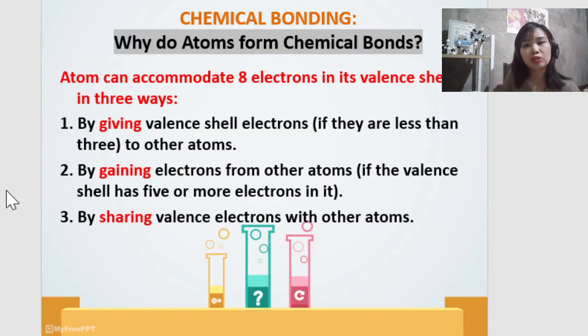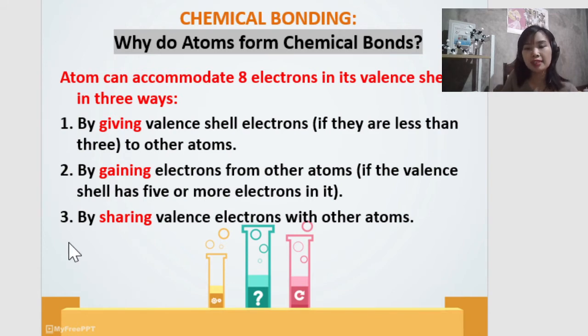Okay, why do atoms form chemical bonds? So atoms can accommodate 8 electrons in their valence shell in 3 ways. Number 1, by giving valence shell electrons if they are less than 3 to other atoms. Number 2, by gaining electrons from other atoms, if the valence shell has 5 or more electrons. And number 3, by sharing of valence electrons. Okay? Remember that. So how do they accommodate the 8 electrons in their valence shell?